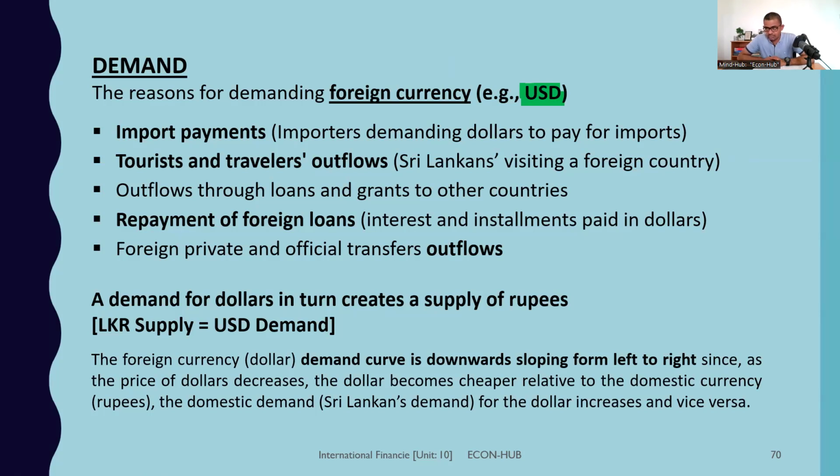Payment of foreign loans. The third point was when we give loans and donations. Then foreign private and official transfer outflows. For example, there are many Sri Lankan students who study abroad, so their parents have to send them money from Sri Lanka to that country. So they need foreign currency. Mainly imports, tourists and travelers' outflows, then repayment of loans. Main items today are these two things.